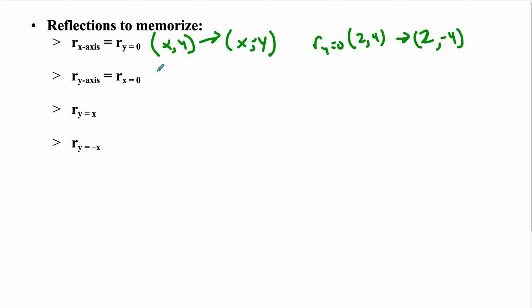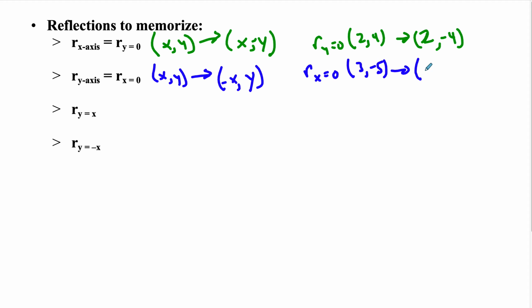For the y-axis on the xy-plane, the general form is that the y will stay the same, but the x will become the opposite sign. So if I were to do a reflection over x equals 0, aka the y-axis, then (3, -5) will become, well, 3 becomes opposite 3, right? Negative 3, and the y stays negative 5. We'll look at some examples here too.